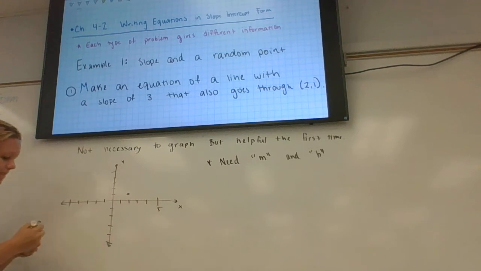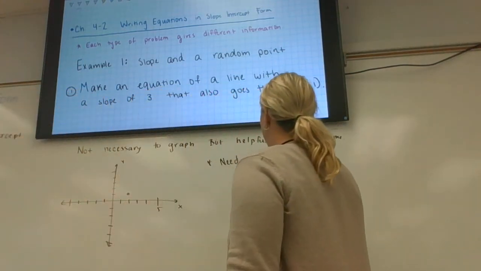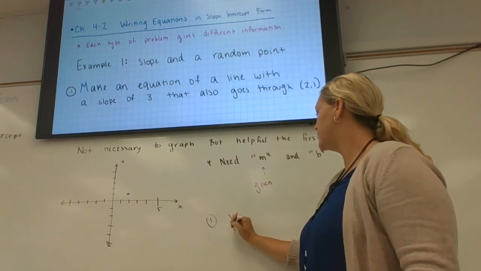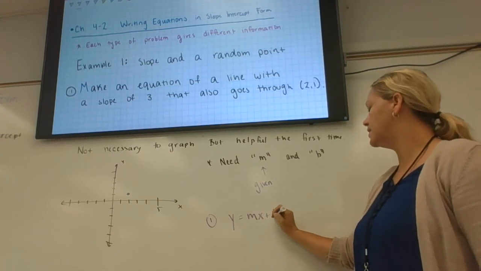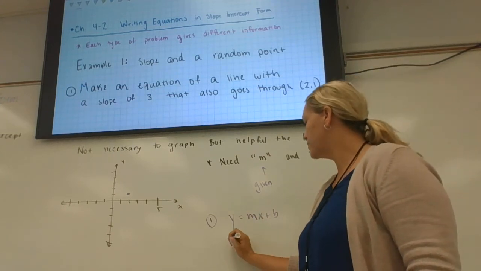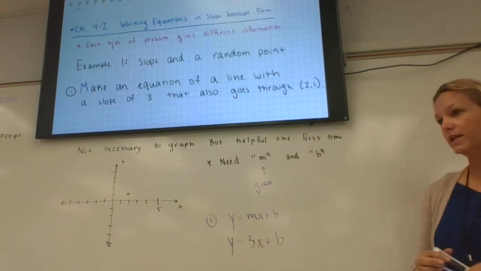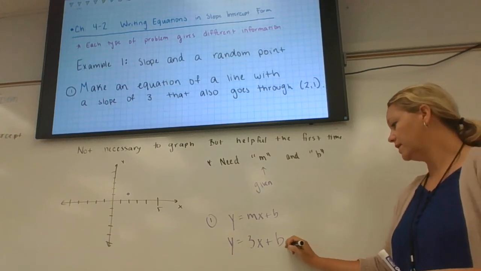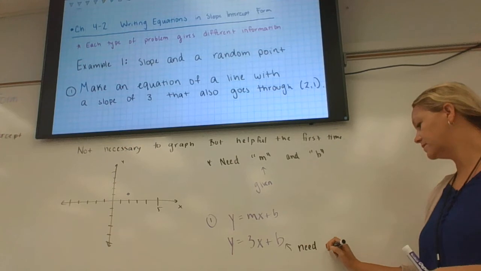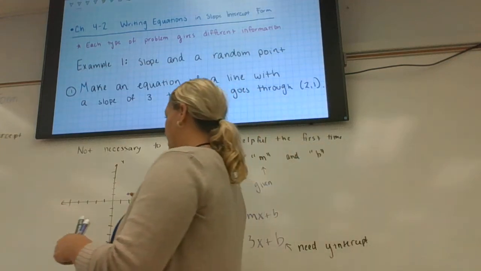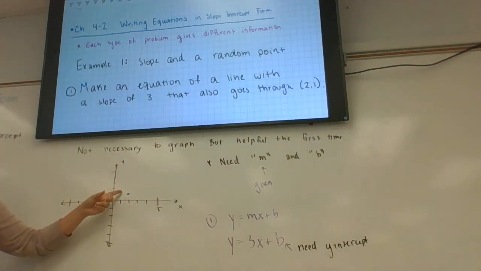It goes through here. All right, so m is given in number 1. So if we're supposed to be writing y equals mx plus b, and it says slope 3, we have y equals 3x plus b. We need to know b. We need to now figure out the y-intercept. And so we don't have it. They give us this point, which is not on the y-axis. Not helpful.